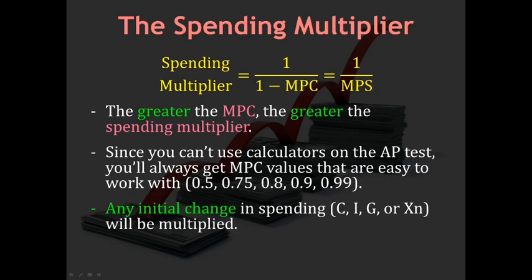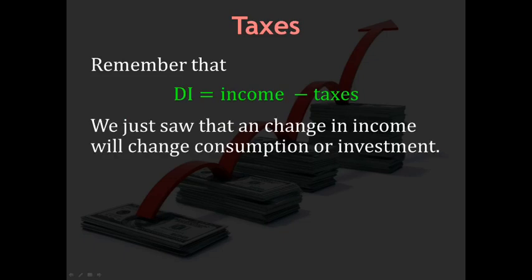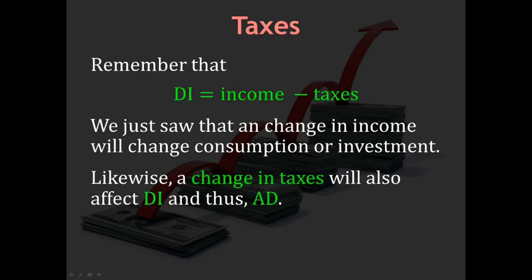So that's spending. What about taxes? Now, if you remember, disposable income is equal to income minus taxes. So we saw that a change in income will change consumption or investment. Now we're going to look at the other half of the disposable income equation, which is taxes. So a change in taxes will also affect disposable income and thus aggregate demand.